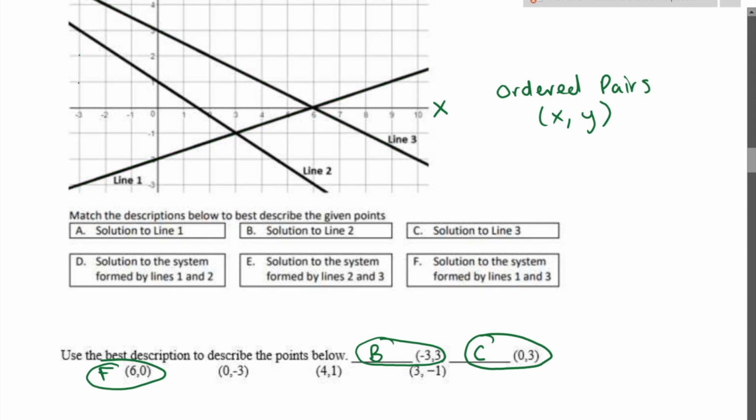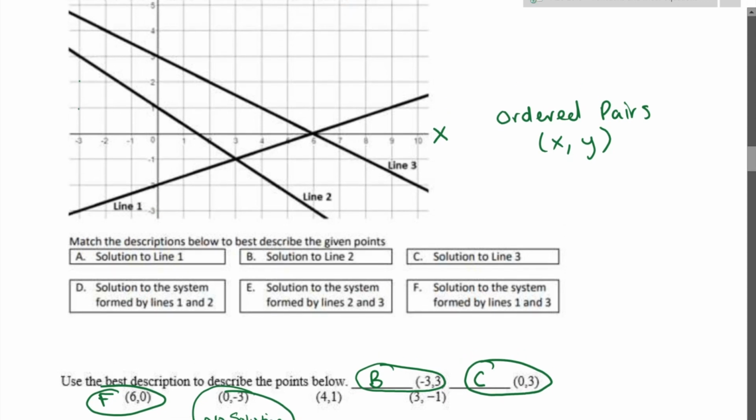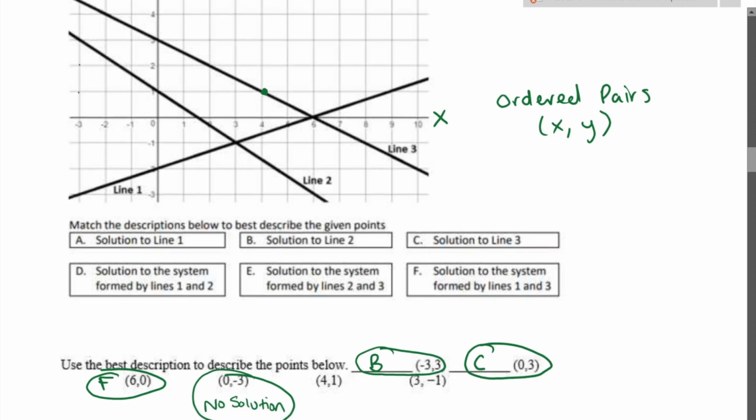Okay. Now the next one, 0 and -3. So 0 is in the middle, go down to -3. So 0, 1, 2, and 3. And that's nothing. Okay, so this would be no solution. Okay, let's move on to 4 and 1. 4 is on the x-axis right here, and 1 is up here. All right, and that is solution to line 3. So that's C.